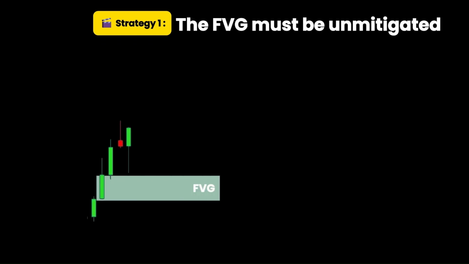Here's our market, and you can see a fair value gap forming. Whenever an FVG forms, it basically signals that price will come back to test this gap and then continue its trend. This means an FVG can only be used once. If the price comes back and touches the FVG, it becomes mitigated. And once that happens, it's no longer valid for trading. So, the golden rule here is trade an FVG only once. If it's already been tested, leave it alone because it's now invalid.